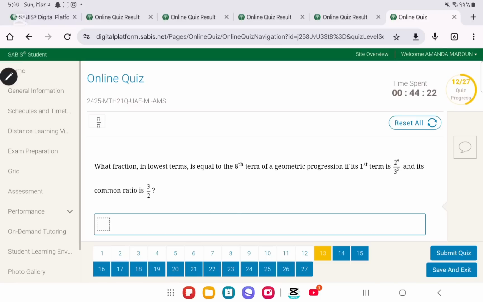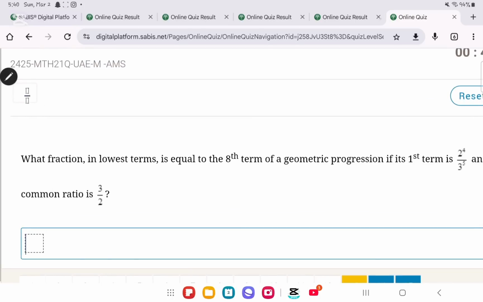What fraction in the lowest term is equal to the 8th term of the geometric progression if its first term is this and its common ratio is this? Very simply, geometric progression, we automatically put this equation: Un is equal to U1 times the ratio to the power of n minus 1. Okay? So Un, which we need to find, is the 8th term, U8.